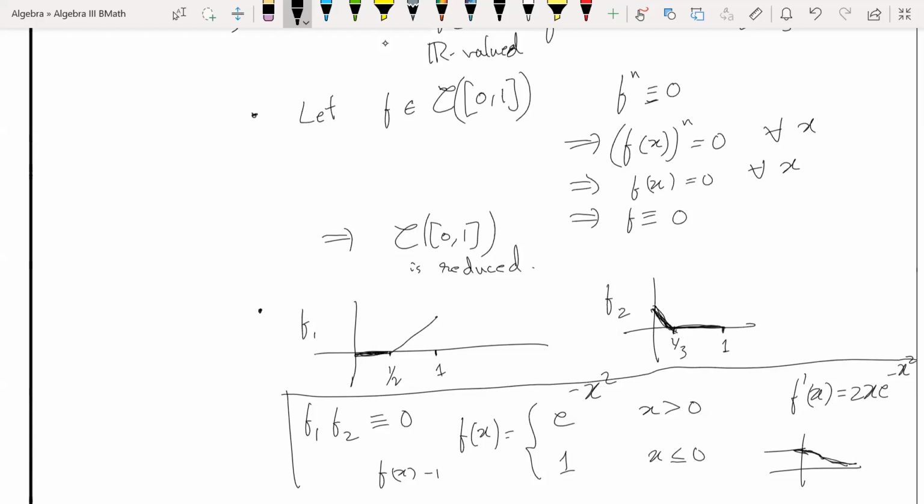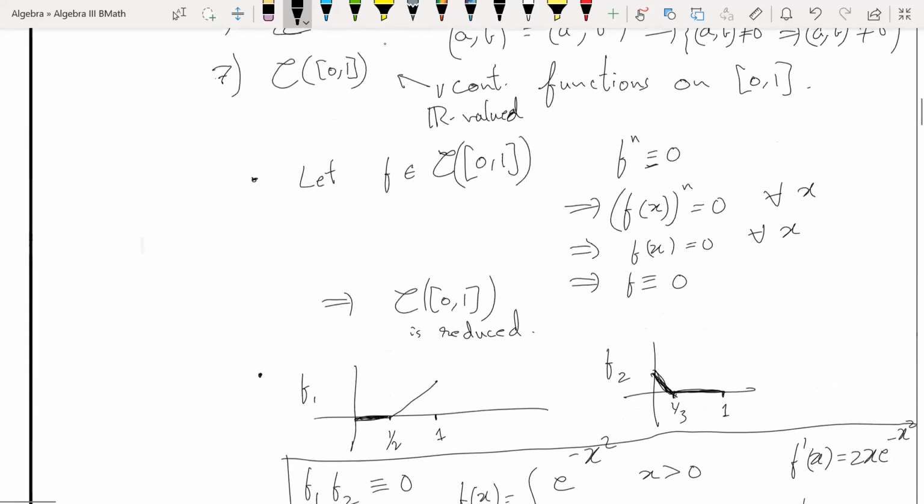this will not be an integral domain. Yeah, but it will be a reduced ring. Okay, so the reason I'm saying this is that even if you take the analytically nicest functions, you don't get a very nice ring, which is an integral domain.